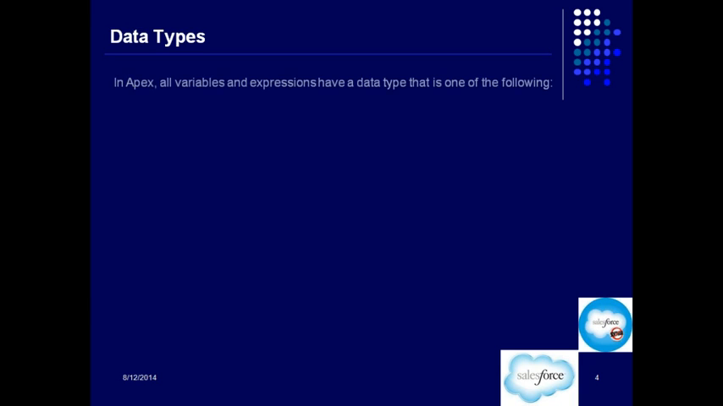Fine. In Apex, all variables and expressions have a data type. So whatever variable you are defining, that has a data type in Apex. Almost all programming languages have that, but we are talking in context of Apex. So all variables and expressions have a data type that is one of the following. Okay. So in Apex, what data types are allowed? These are the ones: primitives, S objects, collections. Under collections you have list, set, maps. Okay. So I'll talk about each one of them.